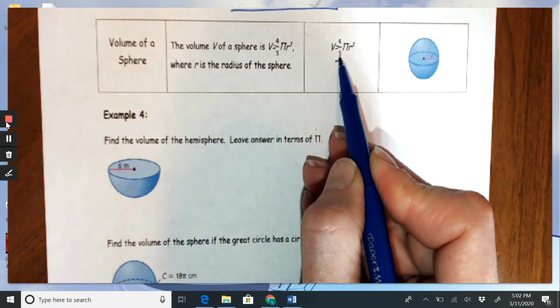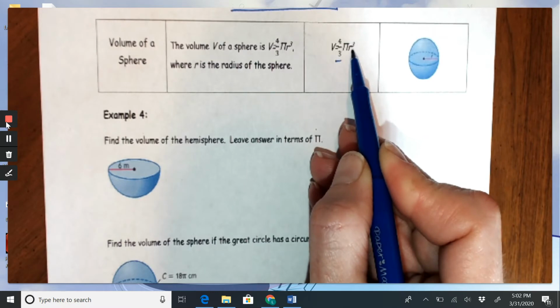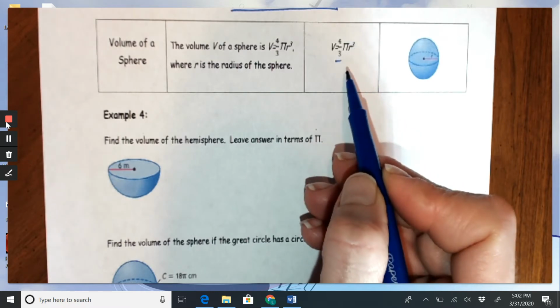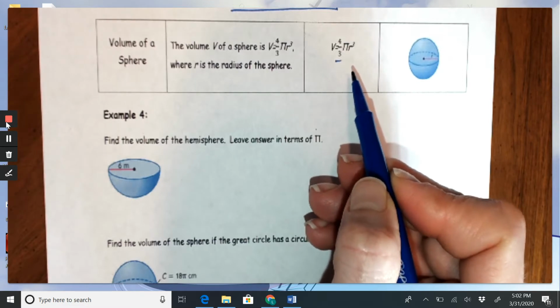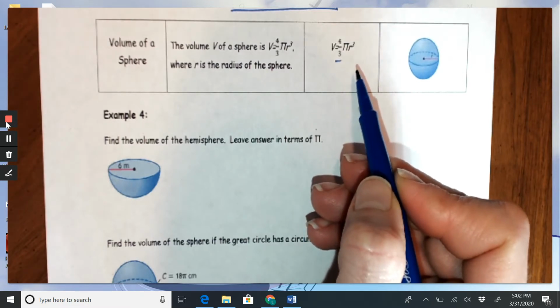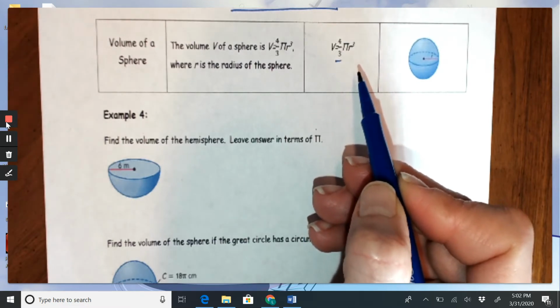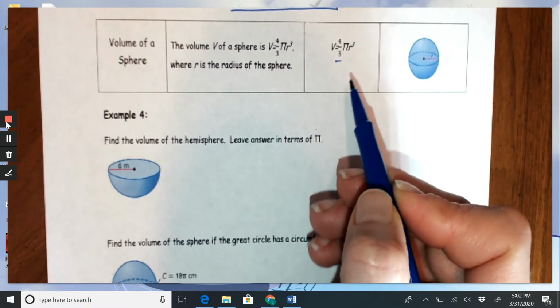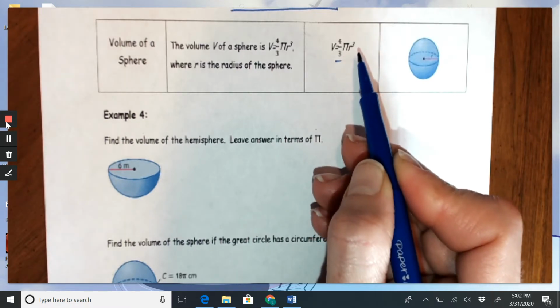And the other thing to notice about this formula is that our r is no longer squared, our r is cubed. Because when we're talking about volume, we're talking about the three dimensions of this figure, what it takes to fill this sphere up. So that's why we have r cubed.